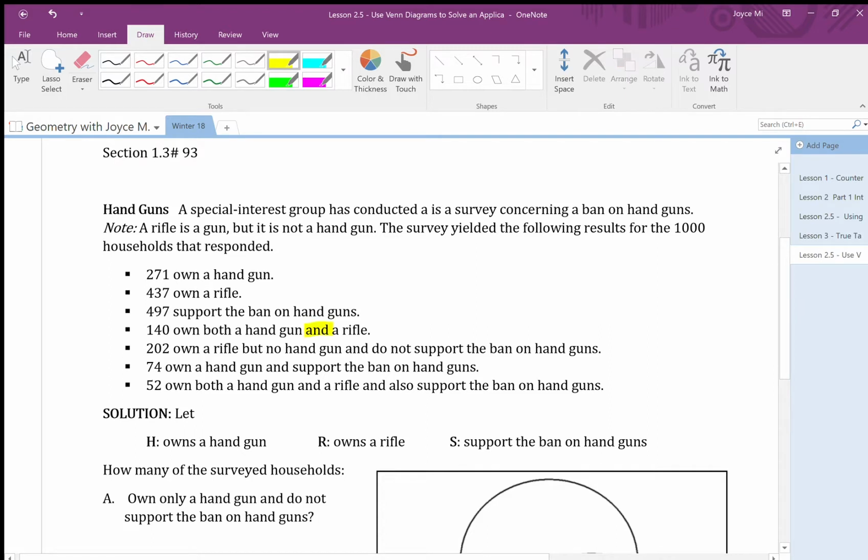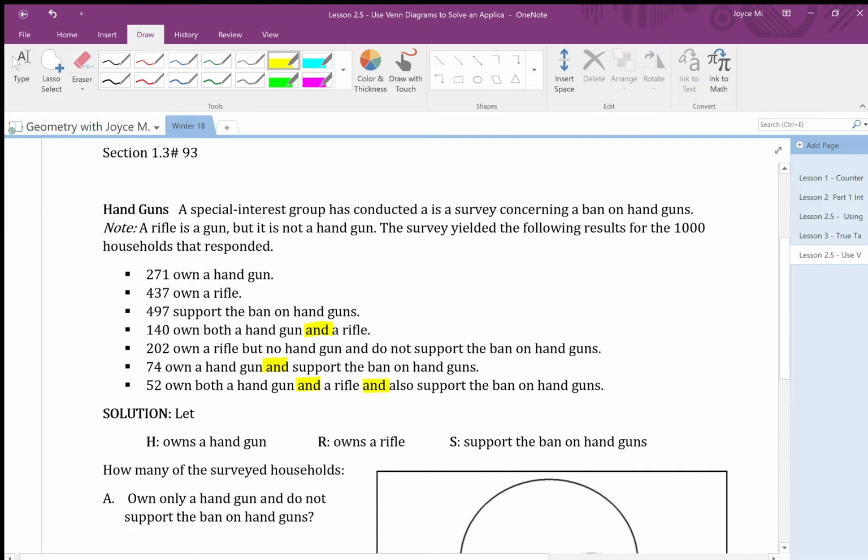And then 202 own a rifle but no handgun and do not support the ban on handguns. This one here is very specific, so we'll come back to that one. 74 own a handgun and support the ban on handguns. 52 own both a handgun and a rifle and support the ban on handguns.